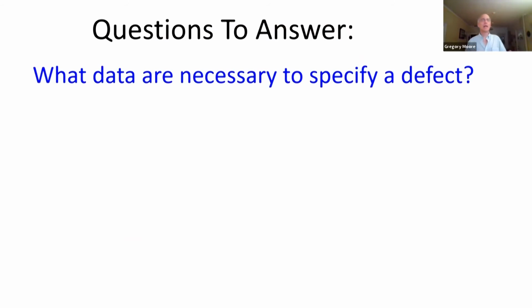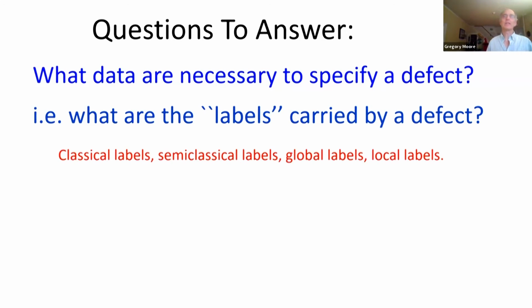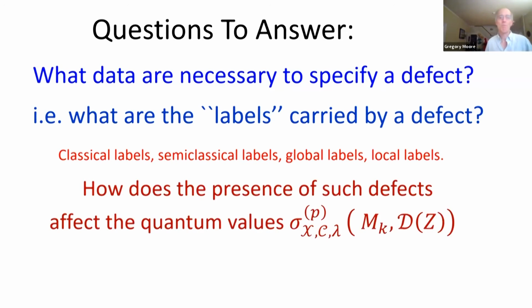So what kind of data do we need to give in order to specify uniquely a defect? Or more informally, what are the labels carried by a defect? Well, that turns out to be actually a fairly complicated question. There are classical labels, semi-classical labels, global labels, and local labels. I'll say something about these.